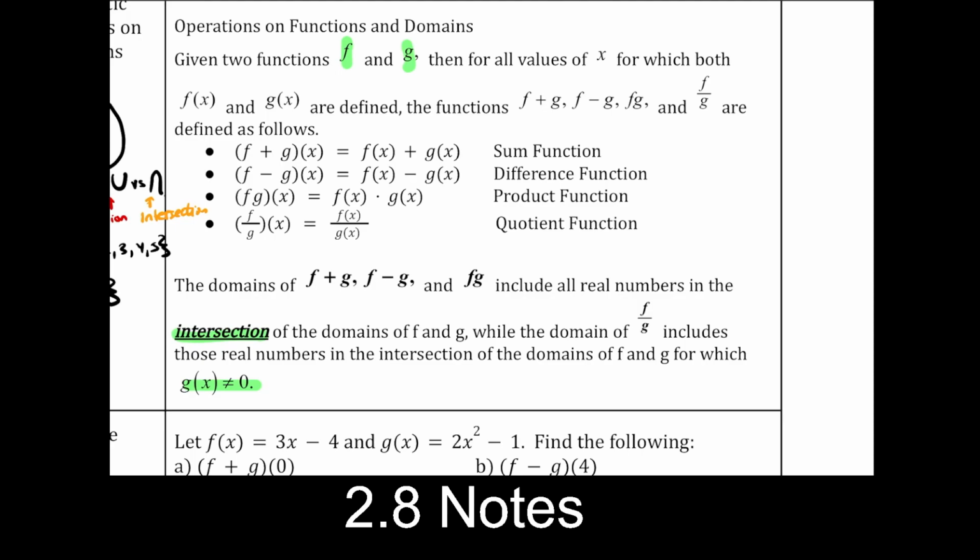The function that is more restrictive, like for example, if our domain is 0 to infinity, that's going to take precedence over the negative infinity to infinity. So this is going to cause it to be more restrictive. But at the end of the day, we can look at the functions that we create and find the domain from there. So let's practice with this before we get too far in here.